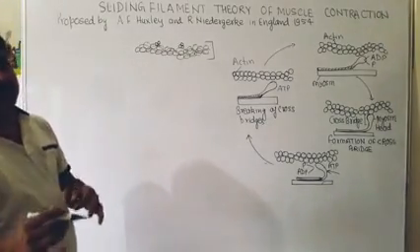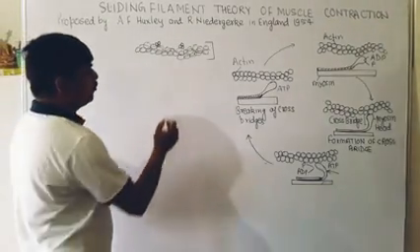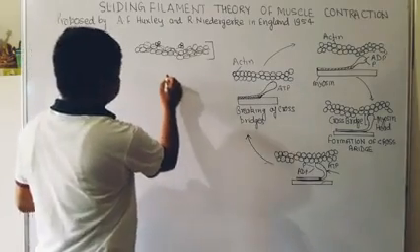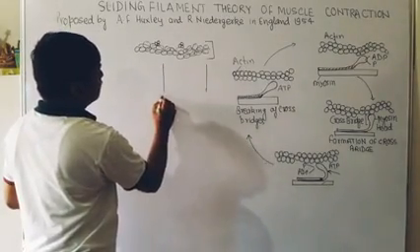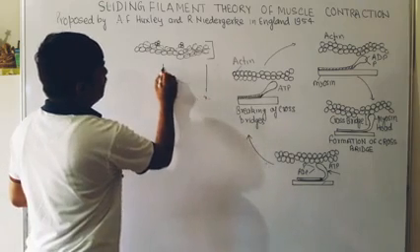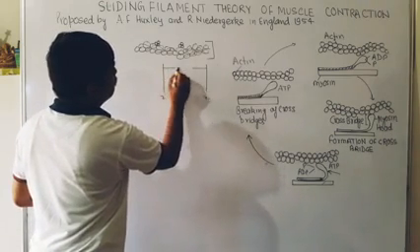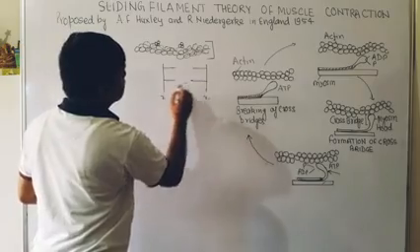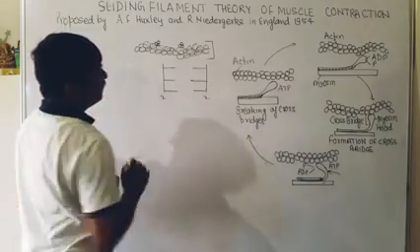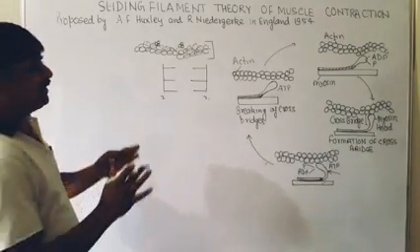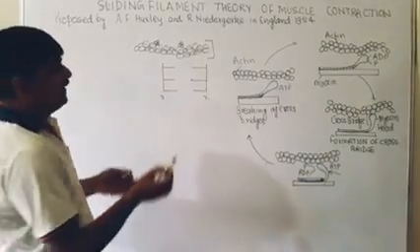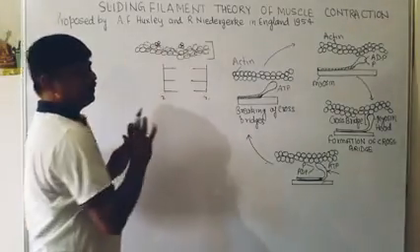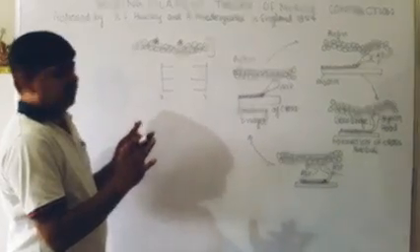Clear? You must be remembering the structure of the sarcomere. Clear, students? In the sarcomere you have the idea that these two are the Z line. Clear? And these are the actin filaments. So actin filament is made up of what? Two F actin, then tropomyosin and troponin. Clear? Now about the myosin.